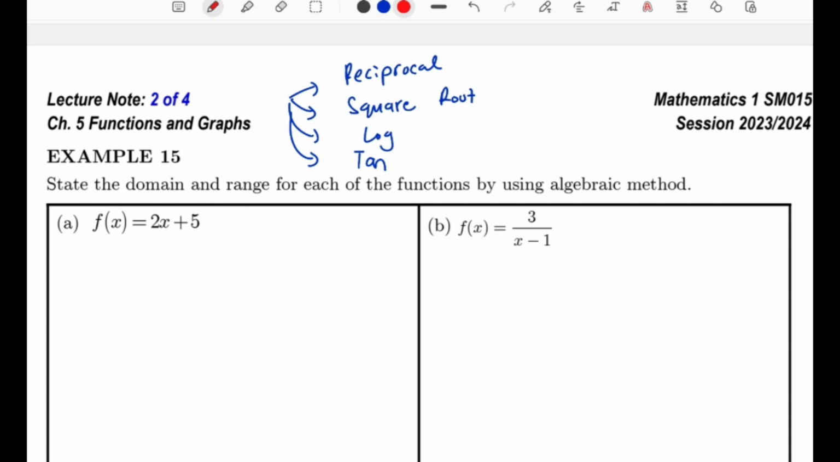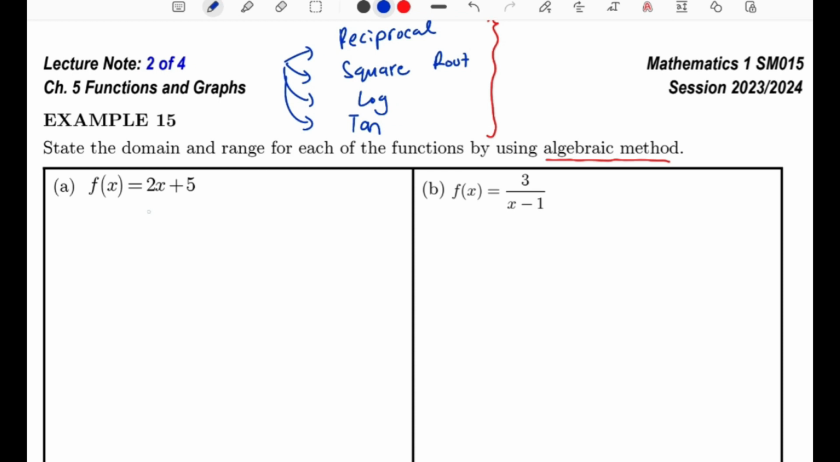Example 15. State the domain and range for each of the functions by using the algebraic method. In order to use the algebraic method, we have to bear in mind that only these 4 functions have restriction for the domain. Other than that, the domain is all real numbers, or negative infinity until infinity. For the first example, f(x) equals 2x plus 5. This is a linear function. Linear function is not included in these 4, so x is a subset of real numbers. So the domain is all real numbers.